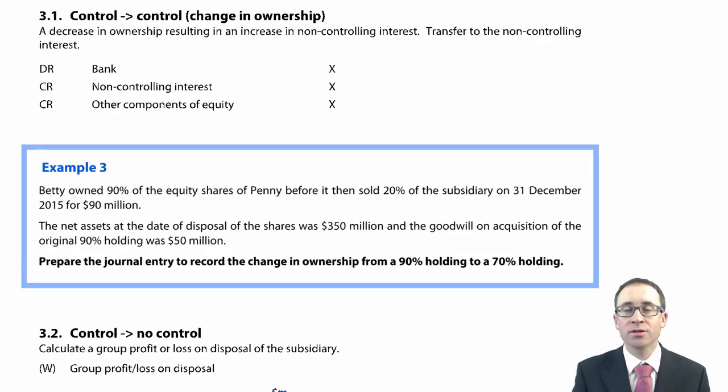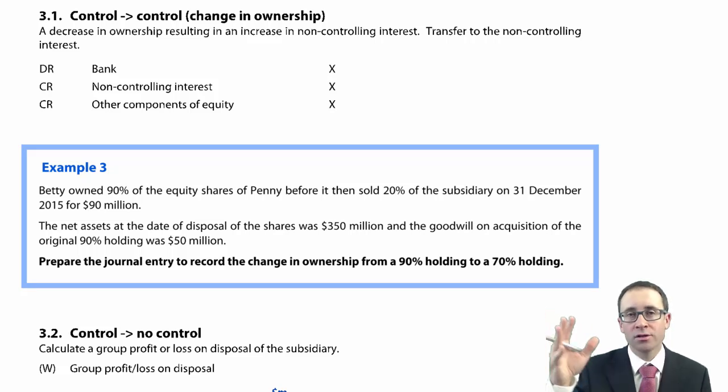So we've gone up the stairs. Let's go down the stairs. So we're now up in the realms of control, and we decide to sell some shares, but we don't sell enough to cross the accounting boundary. We sell some shares and we're still able to control the subsidiary. So again, what we've got is a change in ownership.